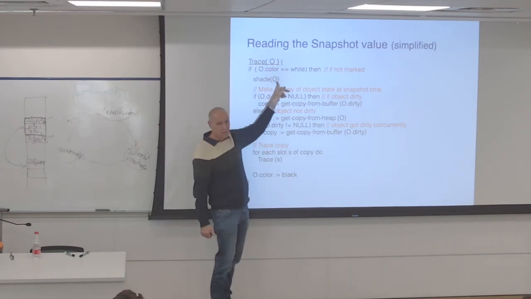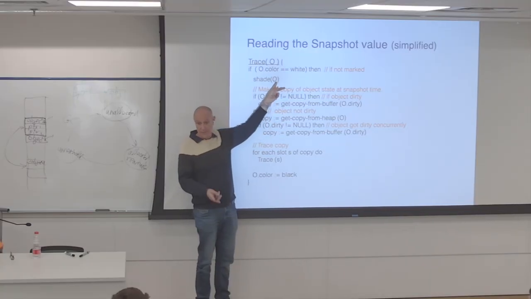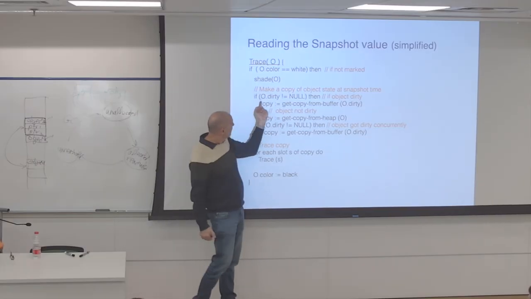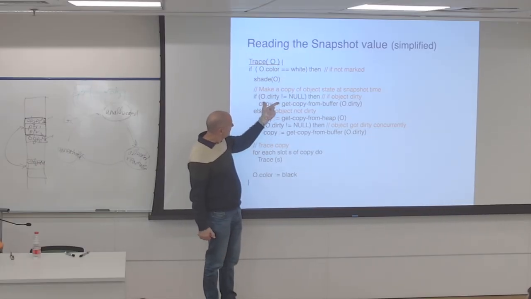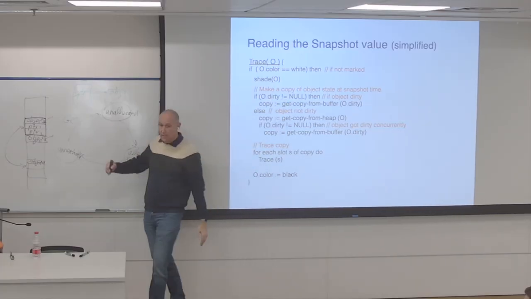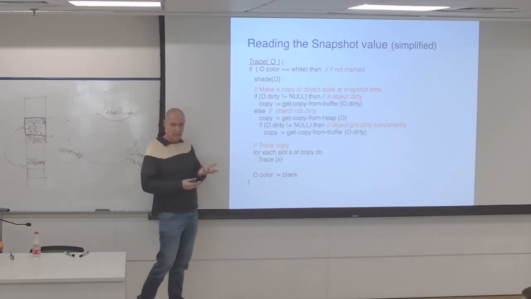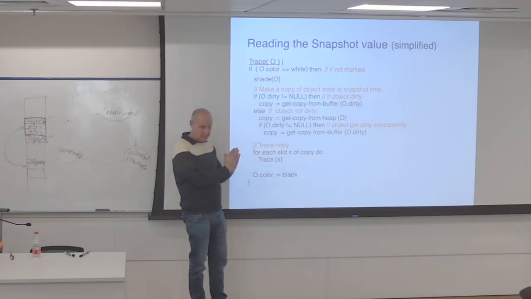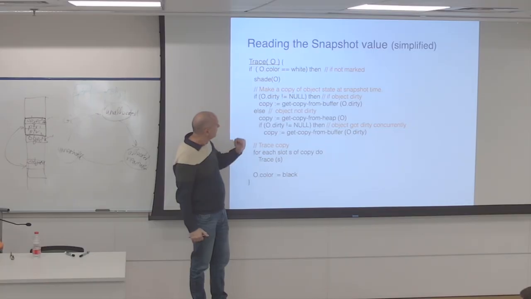And so first of all, you shade it. You make it gray to make sure everybody knows it's shaded. And then you want to know the state. You want to know all the pointers that it is pointing to at the time of the snapshot. And you want to traverse its children according to that.